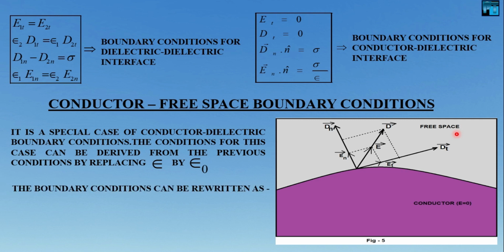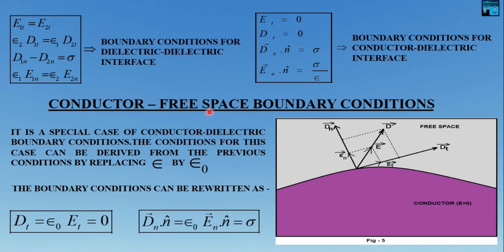So the boundary conditions can be rewritten for this conductor free space boundary as these two. Actually it is not two equations, it is four equations. See, Dt is equal to epsilon naught Et is equal to 0. It means Dt is equal to 0 and obviously Et also equals 0. It is identical to these two. And now for the rest of the two, Dn dot n cap is equal to epsilon naught En dot n cap is equal to sigma.